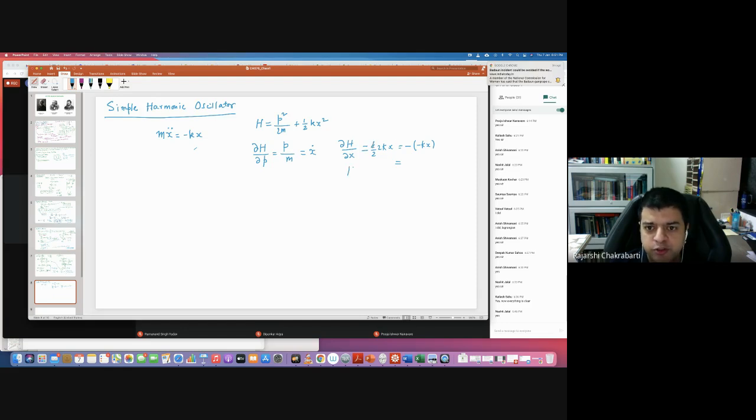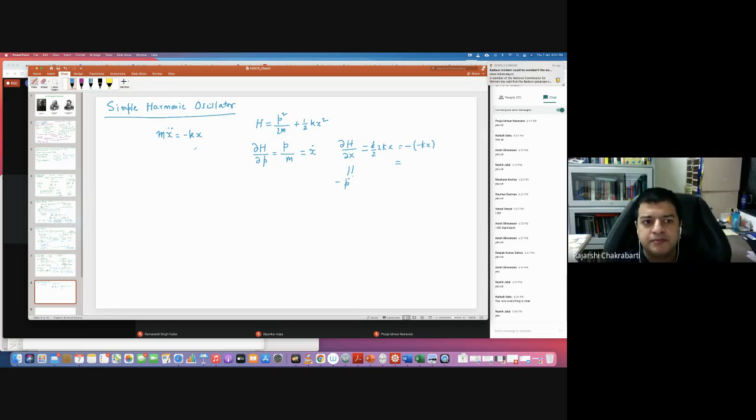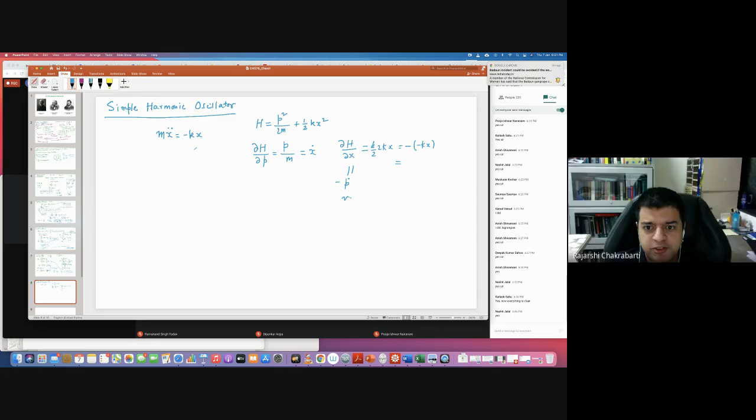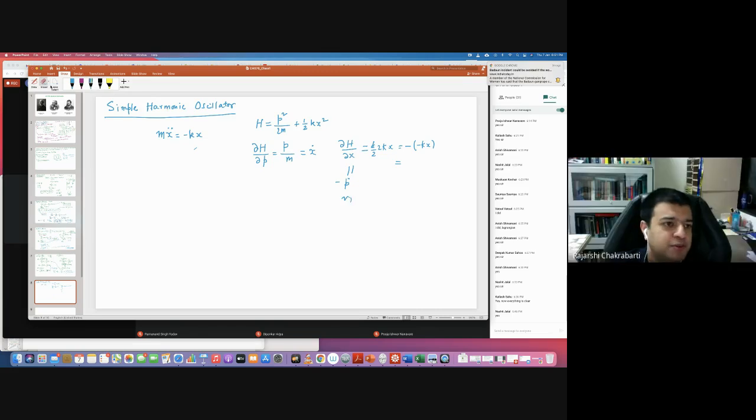Now you have to match this with what you should get. This should be equal to minus ṗ, isn't it? Yes, sir. m x double dot is the force, and the derivative of p is nothing but ṗ. Sorry, not minus ṗ, but ṗ. This eraser is giving me a lot of trouble.